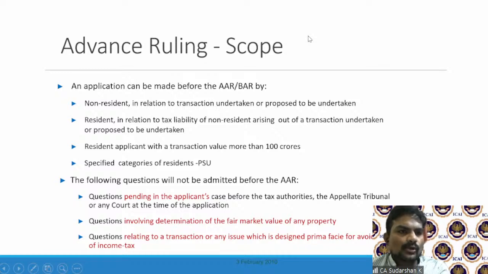Suppose GAAR overrides the Mauritius treaty, then why will the Mauritius government agree to it? Yeah, that's a broader issue. Mauritius government will not be happy with GAAR. But India can always say, look, GAAR is for anti-avoidance. Our idea is to only eliminate double taxation. Our idea is not to promote double non-taxation.